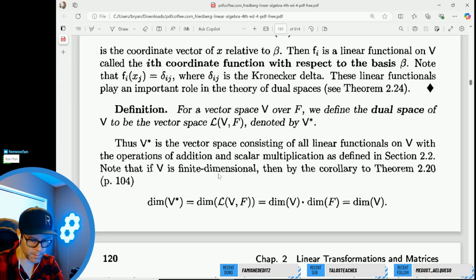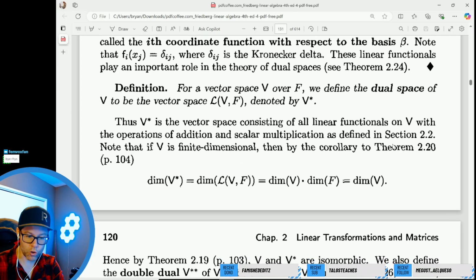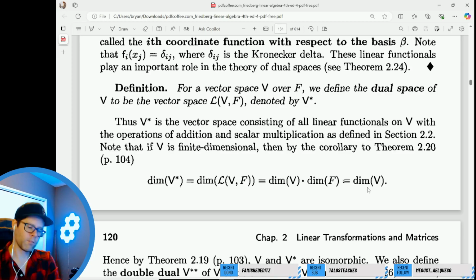If V is finite dimensional, then by the corollary, the dimension of the dual space would be the dimension of the set of linear transformations from V to F, which should be the multiplication of the dimension of V and the dimension of F. Why does that equal the dimension of V? Why is that true? The dimension of F is 1, right?